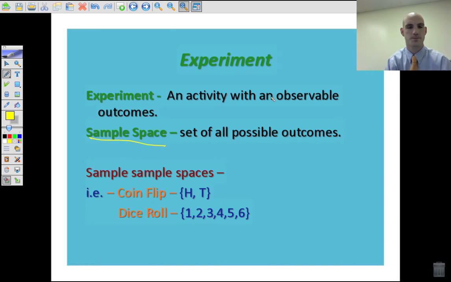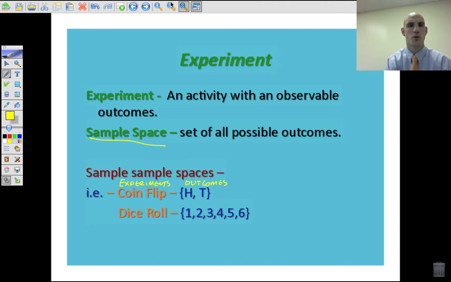So for example, these are going to be the experiments. And these are the outcomes. So what could possibly happen when you experiment with flipping a coin? You could get a heads, you could get a tails. What about a dice roll? You could get a 1, 2, 3, 4, 5, or 6. Okay? Statistics is a lot about keeping track of things that are happening, and that's what we're doing here. We're keeping track of what's going on.